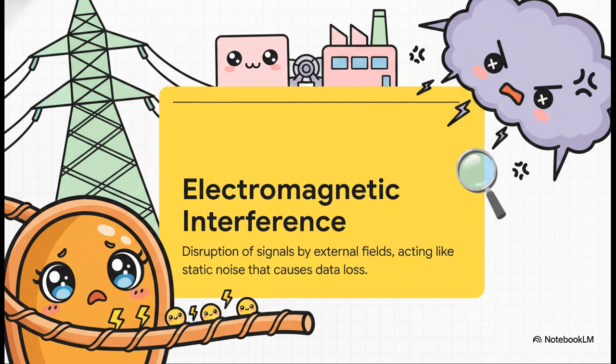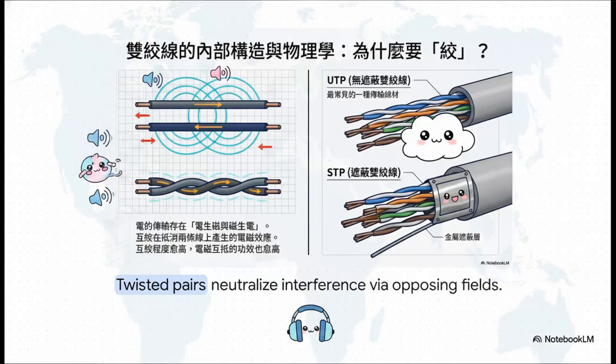The absolute biggest enemy of any copper wire is electromagnetic interference, or EMI. Think of EMI as an invisible disruption caused by outside magnetic fields, things like power lines or heavy machinery. In a network, EMI acts exactly like loud, annoying static noise, interrupting a quiet conversation. It totally ruins the signal and causes data loss. So, how do we defeat EMI?